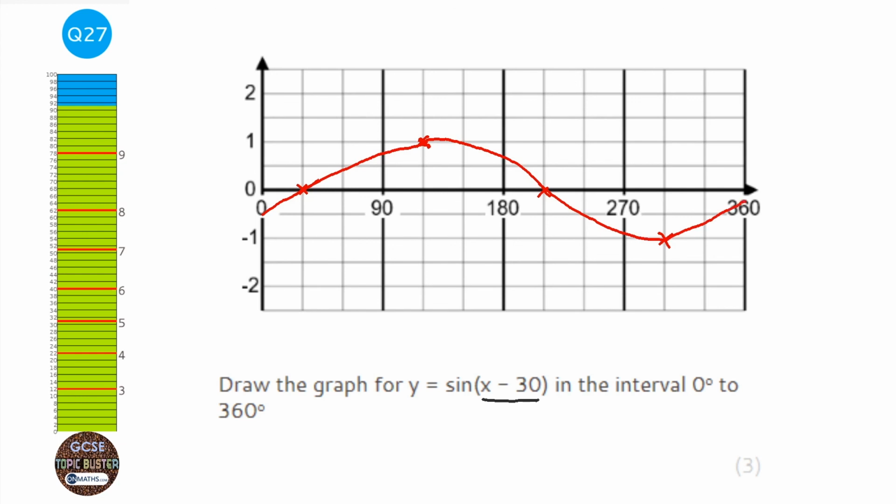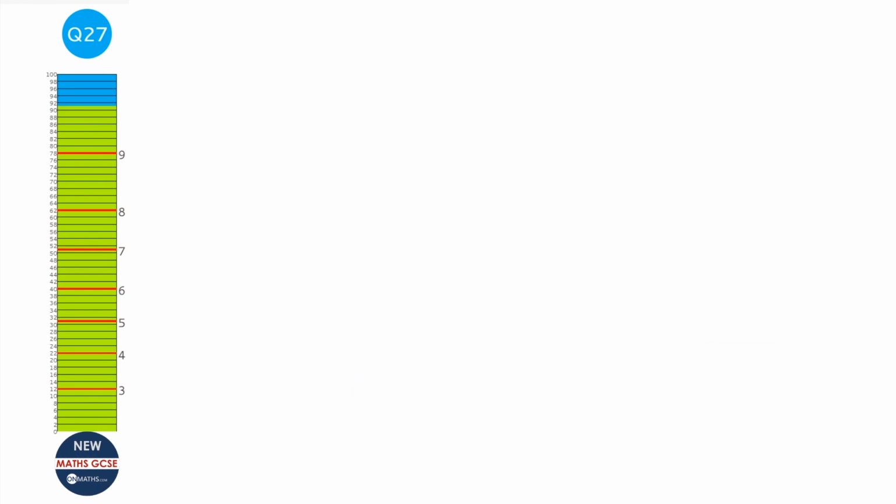Now notice that it doesn't start at 0, it starts somewhere, and I've estimated here, somewhere there, and it doesn't end at 0, because it will go back to 0 at 390, because then we'll do 390 take away 30, which is 360, so it doesn't end at 0. So the rule is that if you minus something within a function, then it moves right by that amount. And it's counterintuitive. You'd think if you take away 30, it will move left 30, but it goes the other way, and hopefully I've explained why.